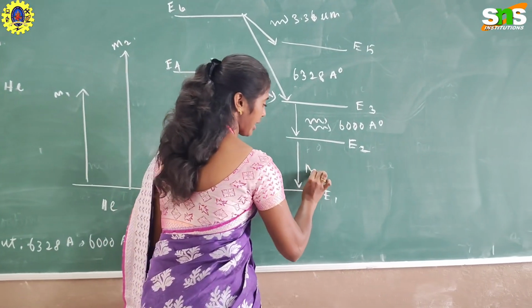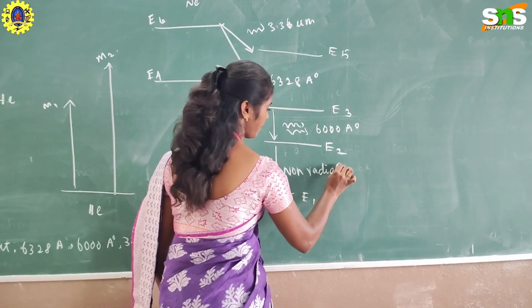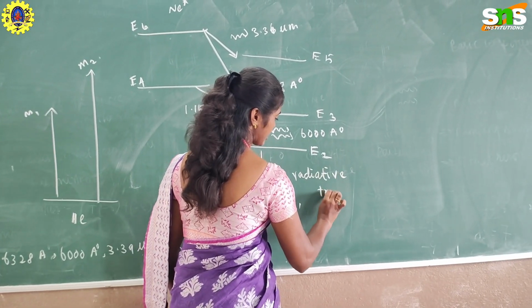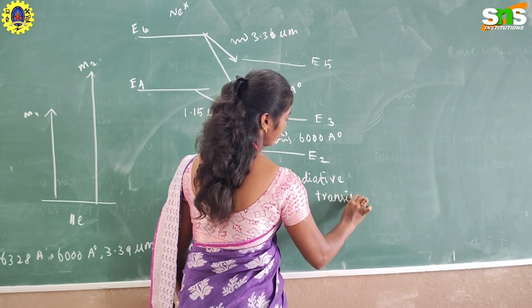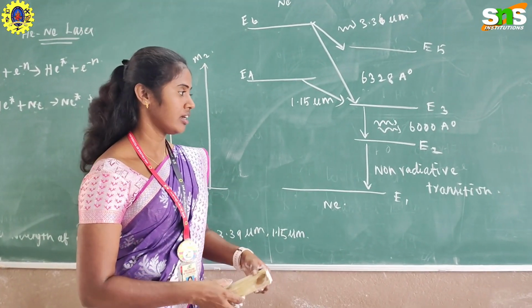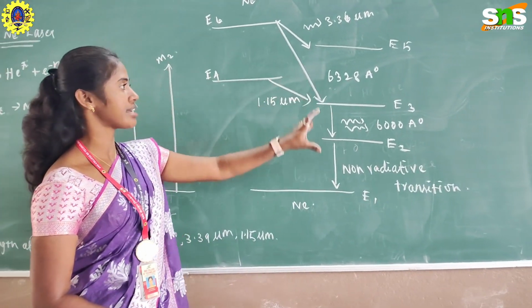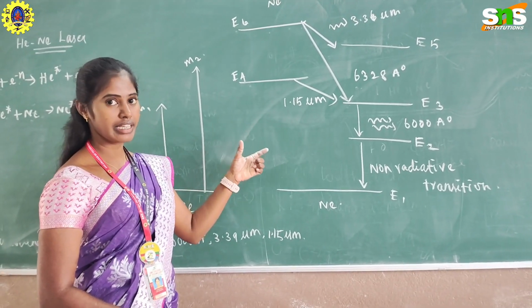These are non-radiative transitions, so here we don't get any light source. This will be the heat waves. So this will be the energy level diagram of the helium neon laser.